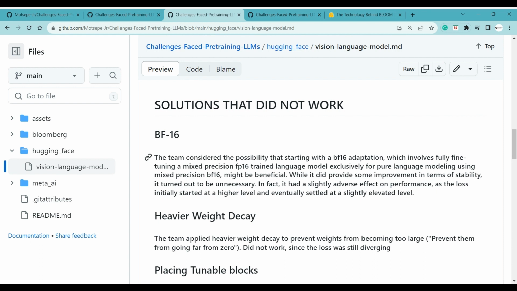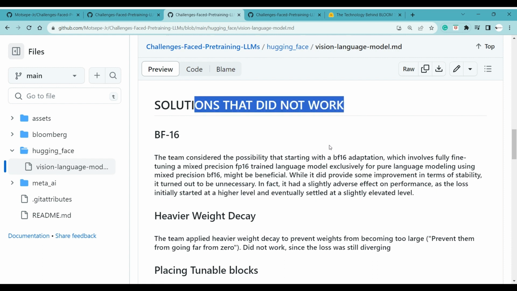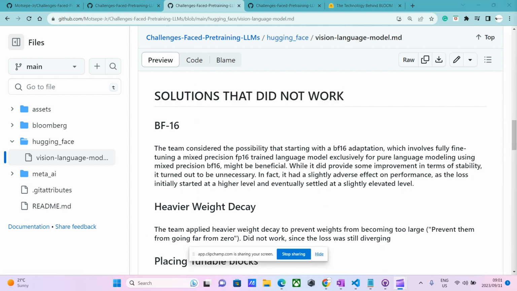Anyway, coming to the solution that did not work. Could it be that the reason the team saw instabilities in their training run using BF16 was that those backbones were trained using FP16, and they were then trying to use BF16? So probably that's one of the reasons.